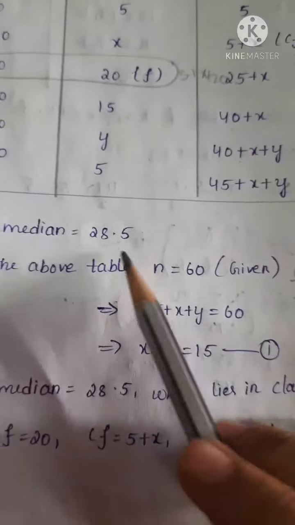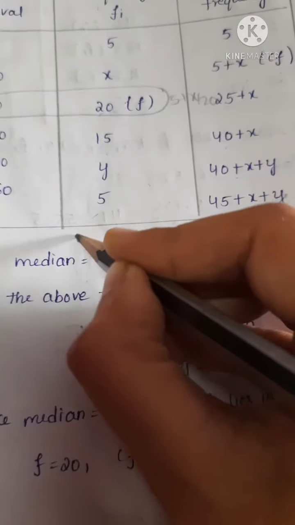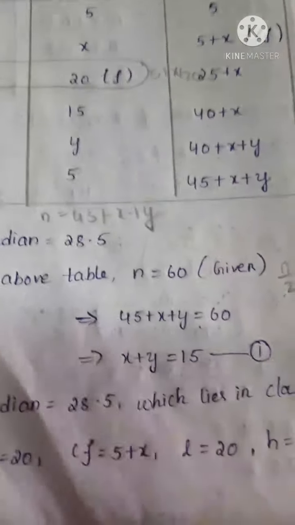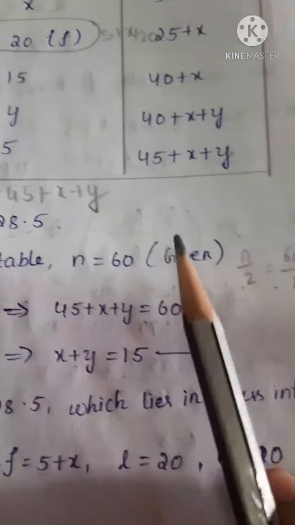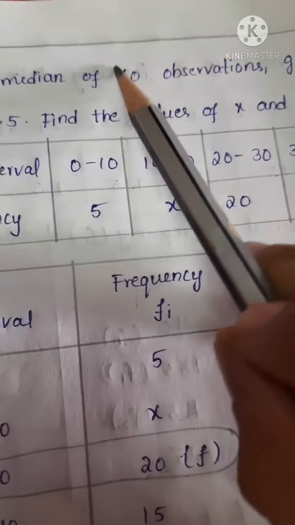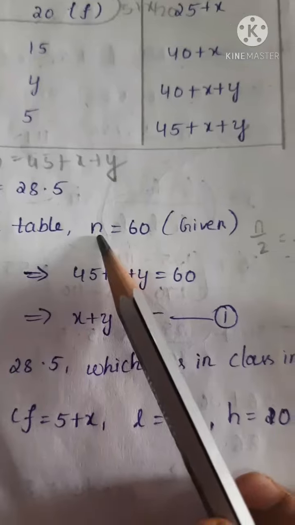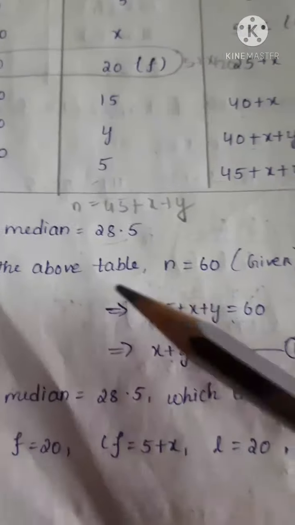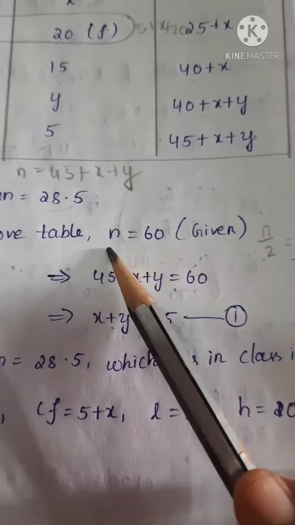Now see, if you observe the above table, the sum of the frequencies gives 45 plus x plus y. If you add all those numbers you will get 45, and x and y are the variables. So what is the n value? The n value is 60. If we observe the question, the median of 60 observations, so the total observations is the sum of the frequencies. So the n value is 60.